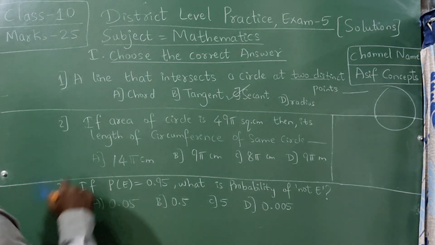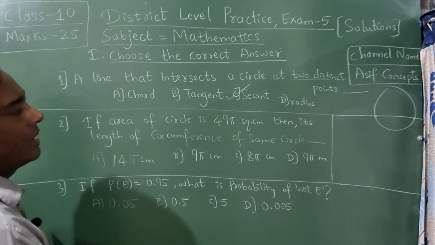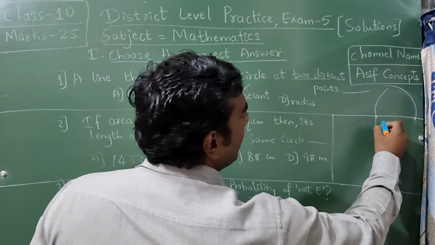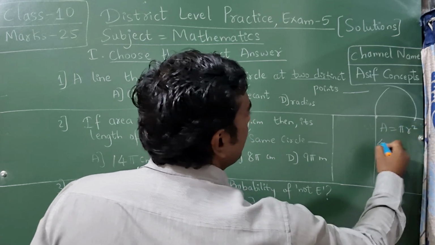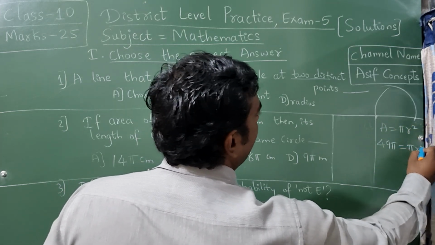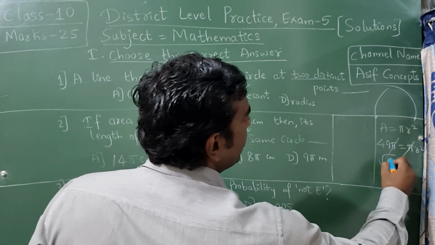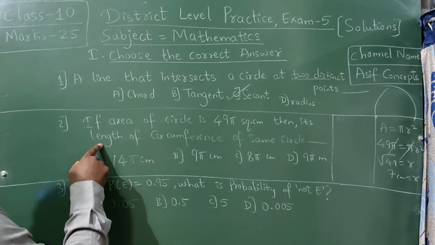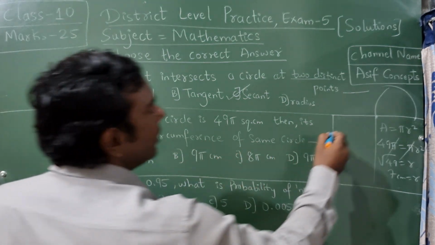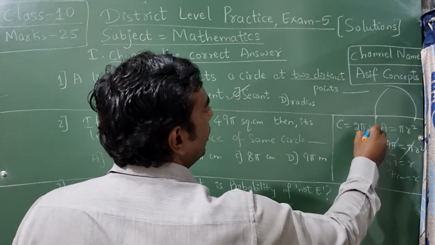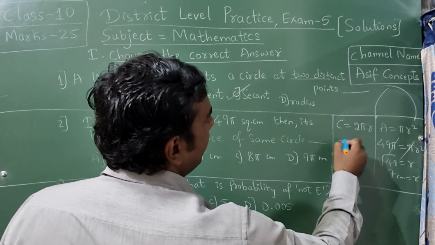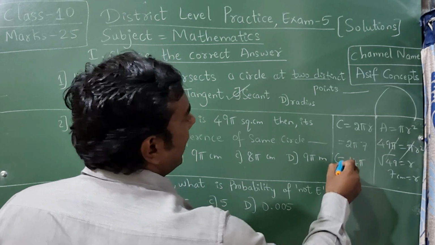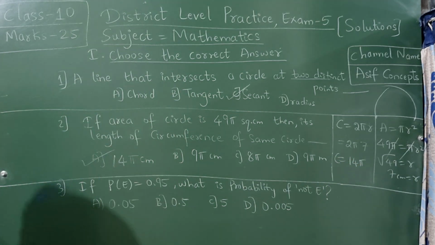Okay, so the second question is if the area of the circle is 49 pi square centimeter. So the area of a circle is pi r square. So this is 49 pi. So pi r square, pi and pi get cancelled. Square root of 49 is 7. Okay. Now they are asking what is the length of the circumference of the same circle. So the formula for circumference of the circle is 2 pi r. So radius is 7. 7 2s are 14. So the answer is 14 pi. So the correct option is A.